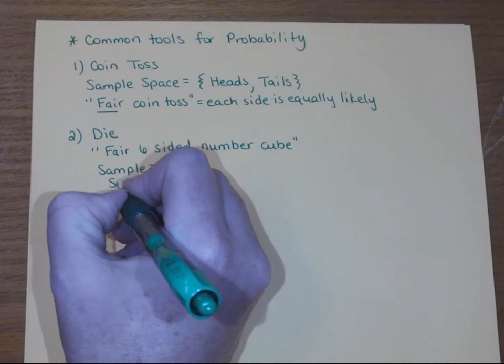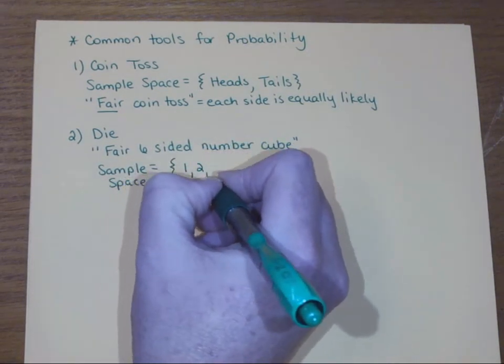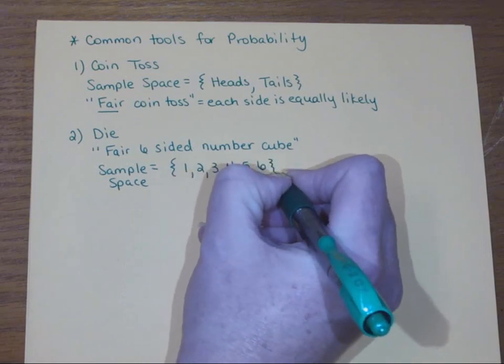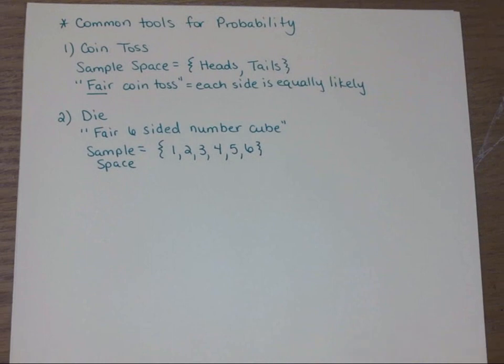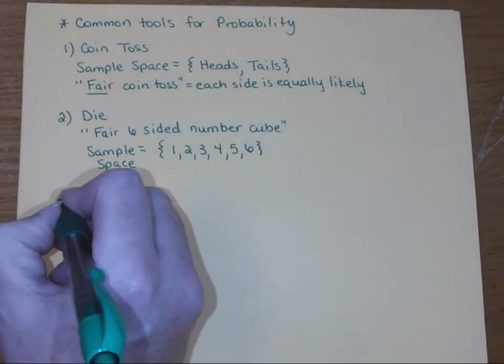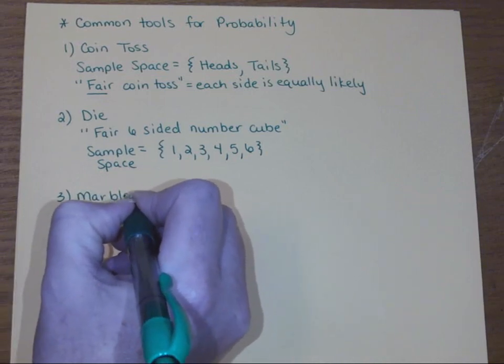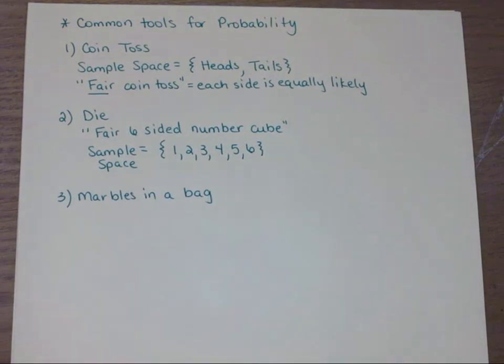So if we wanted to list the sample space for a die, it would be 1, 2, 3, 4, 5, 6. Now I know last time I showed you some non-standard dice, right? But the standard die just has 6 sides. Okay. Another common tool for probability is things like marbles in a bag. I've seen that on standardized testing quite a bit.